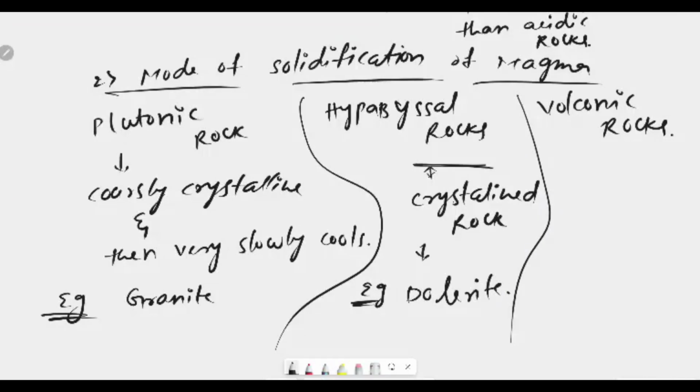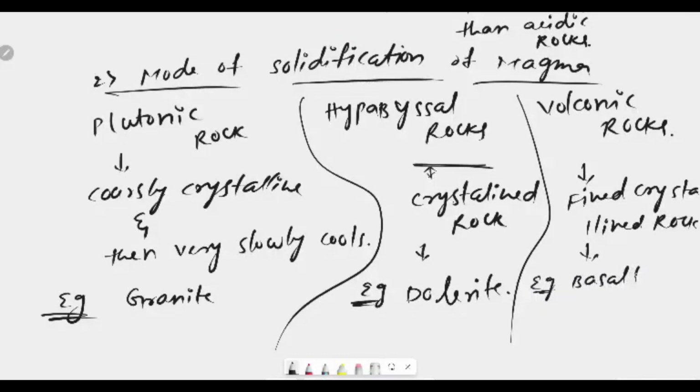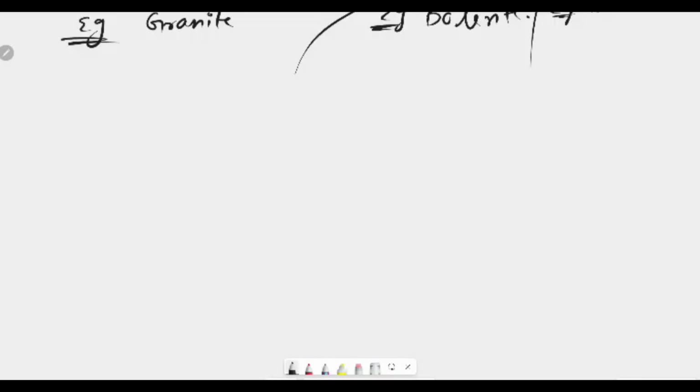Next, volcanic rocks are rocks formed on the surface of the earth, when the magma is forced out onto the surface due to sudden change in pressure and temperature underground. It is finely crystalline rock, and an example for this is basalt. This is the second classification of the igneous rock.